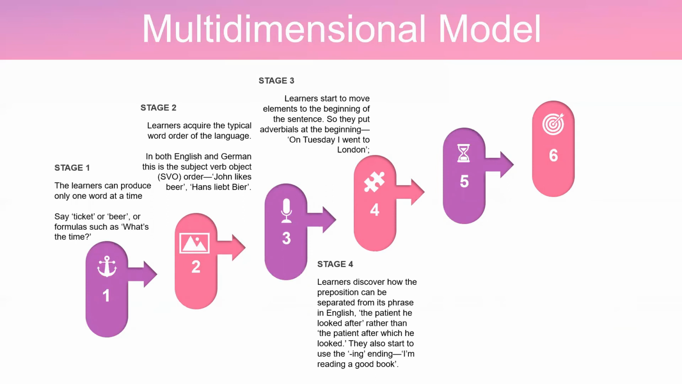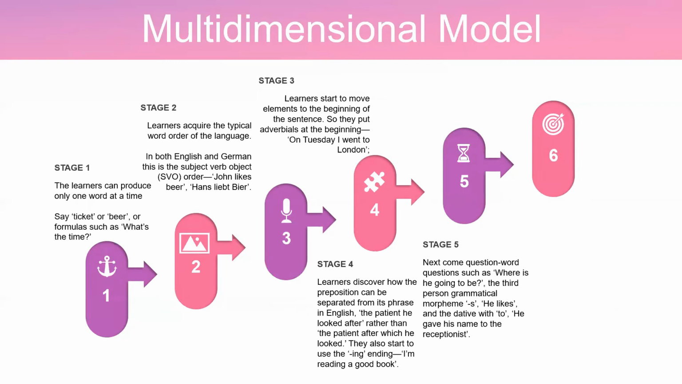Stage 4. Learners discover how the preposition can be separated from its phrase in English: the patient he looked after, rather than the patient after which he looked. They also start to use the -ing ending: I'm reading a good book. Stage 5. Next come question words, questions such as where is he going to be? The third person grammatical morpheme s, he likes, and the dative with to: he gave his name to the receptionist.